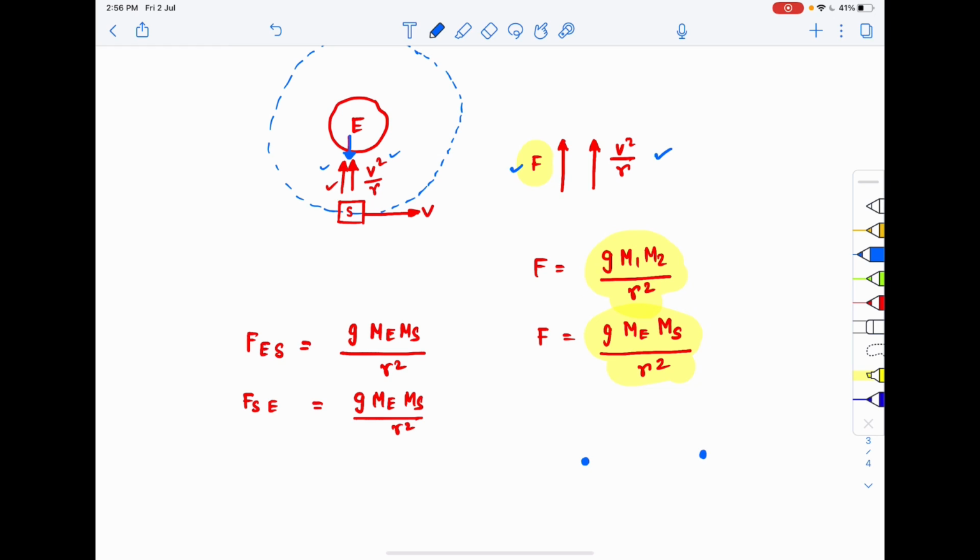So this is the basics of your gravitational force of attraction. When two bodies are placed close to each other, they will exert the same gravitational force on each other, which will be equal to G m1 m2 by r square. The first body will give this force on the second body, and the second body will give this force on the first body, right?